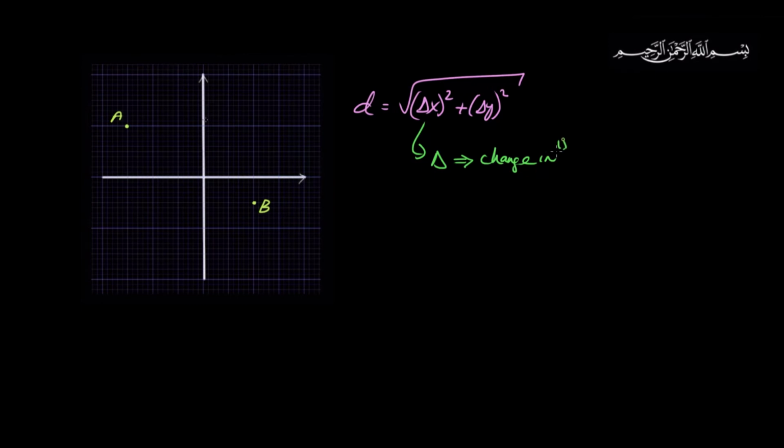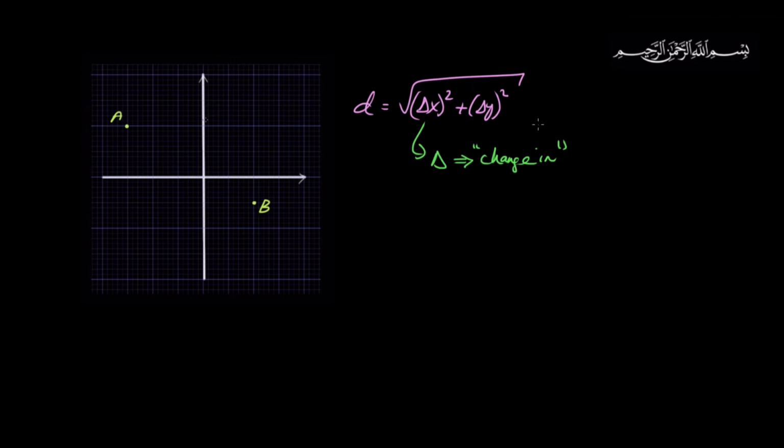To do this, we have to recollect the distance formula from algebra. The distance formula is the following: the square root of change in x squared plus change in y squared. This little symbol, it's not a triangle, it's actually a capital letter delta from the Greek alphabet, represents change in. So you read this as change in x squared and change in y squared.